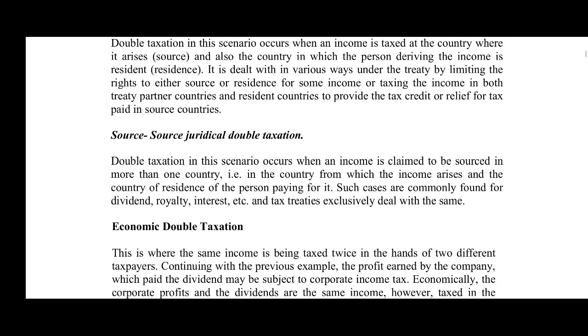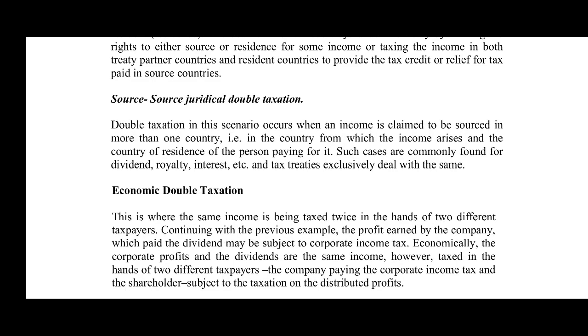The next is source juridical double taxation. Here, double taxation occurs when an income is claimed to be sourced in more than one country, for instance in the country from where the income arises and the country of residence of the person paying it. Such cases are commonly found for dividend, royalty, and interest, and tax treaties expressly deal with the same. Usually, with two countries claiming that the income has a source in their country, we have to examine on a case by case basis. Usually, the tax authorities settle this by mutual agreement.